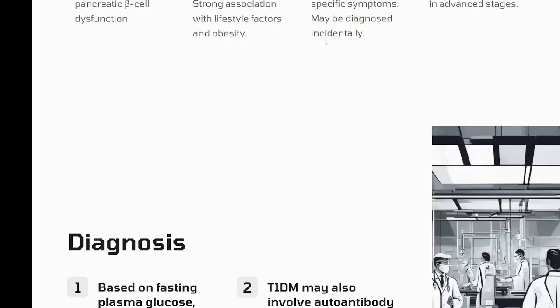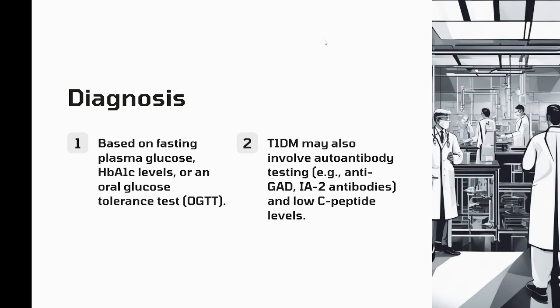Diagnosis: based on fasting plasma glucose, HbA1c levels, or an oral glucose tolerance test, OGTT. T1DM may also involve autoantibody testing, e.g., anti-GAD, IA2 antibodies, and low C-peptide levels.